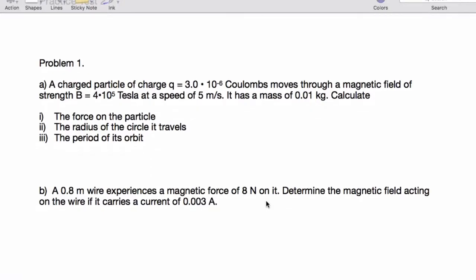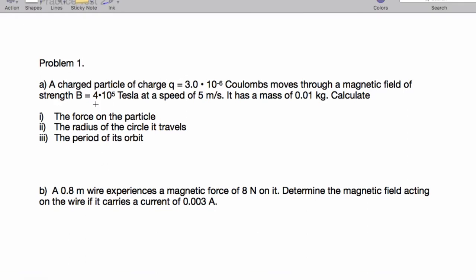All right, so we have a charged particle moving through a magnetic field, and we're given its speed, and we want to calculate the force, the radius, and the period of its orbit. Again, I'm just using different numbers than we did in the other practice test, but it's good to get some problems learned very easily, and this happens to be one of those.